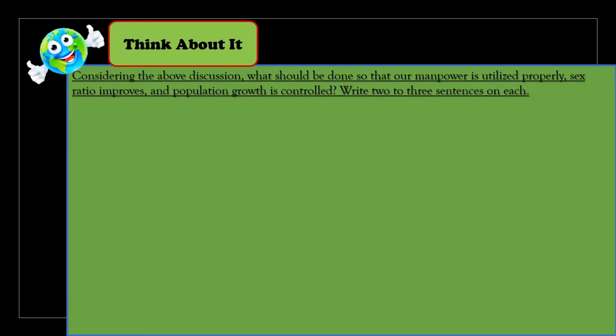Answer the questions based on our previous slides. Now, considering the above discussion that we just had, what should be done so that manpower is utilized properly, sex ratio improves, and population growth is controlled? Write 2 to 3 sentences on each.